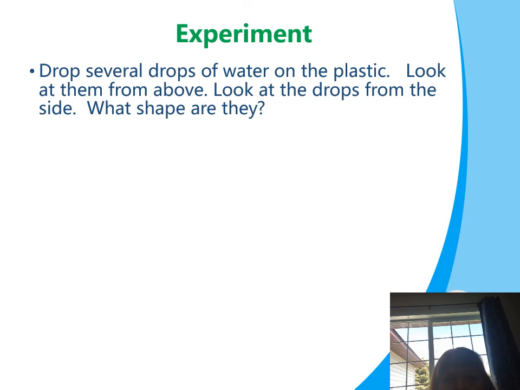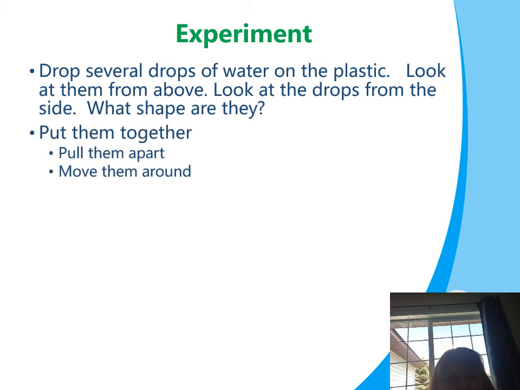First of all, you're going to drop several drops of water in the plastic and look at them from above, look at them from the side. What shape are they? Are they raised up because of cohesion? They kind of look like little igloos or half of a sphere. Then you're going to play with them. You're going to put them together. You're going to pull them apart. You're going to move those water drops around.